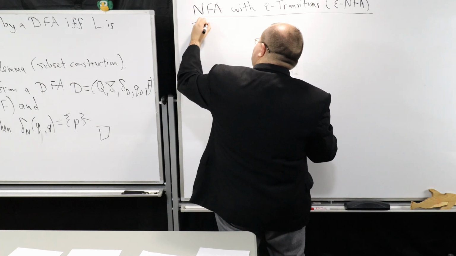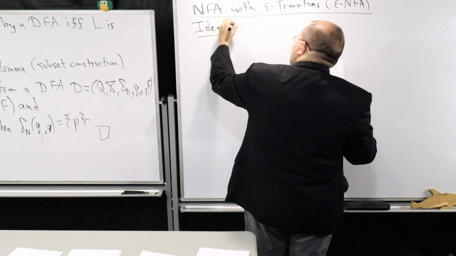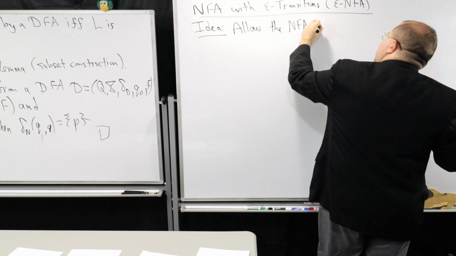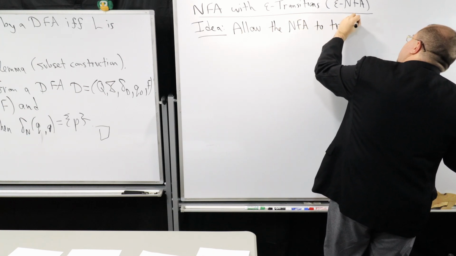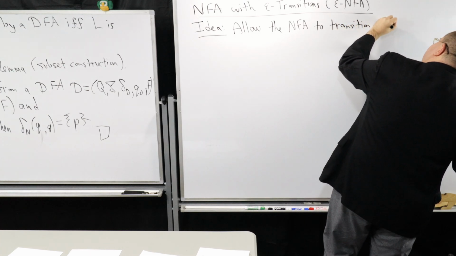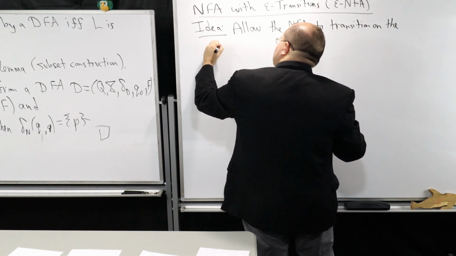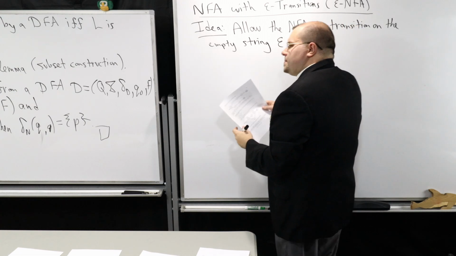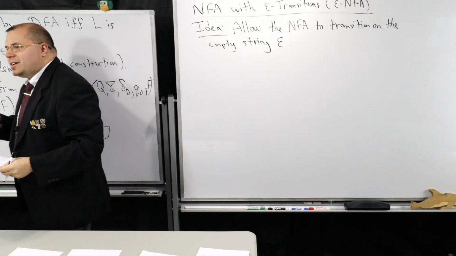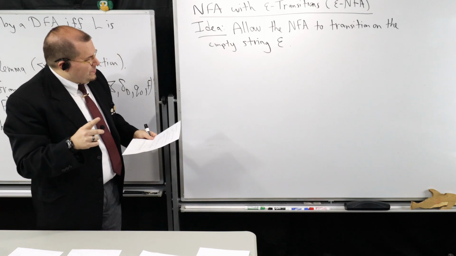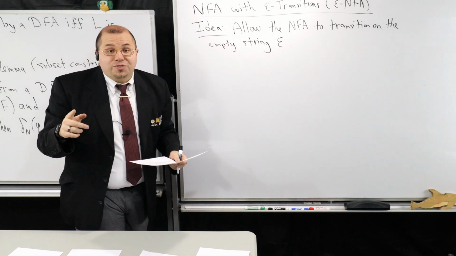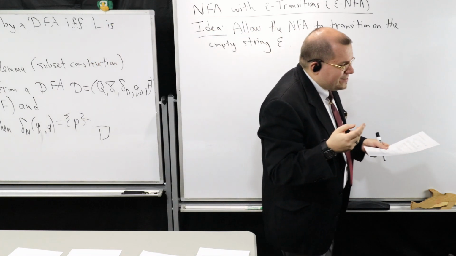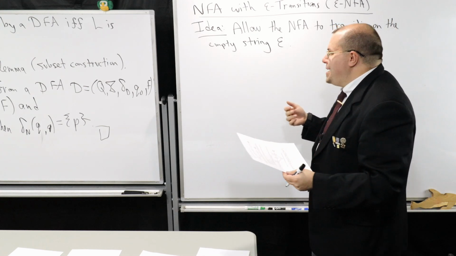So here's the idea. Allow the NFA to transition on the empty string, epsilon. So that's going to be the fundamental difference: I'm going to allow the NFA to have transitions that consist of epsilon. Now, you might say, Dan, okay, that's something, but what does that mean?